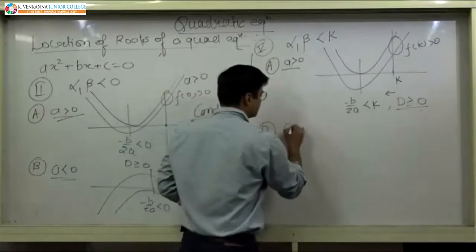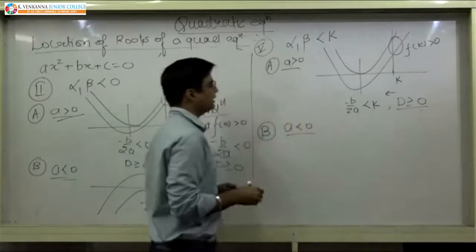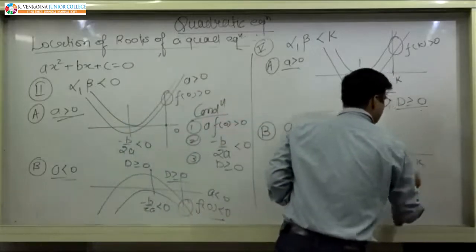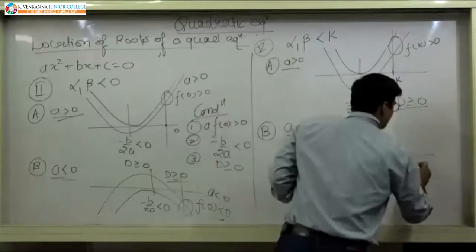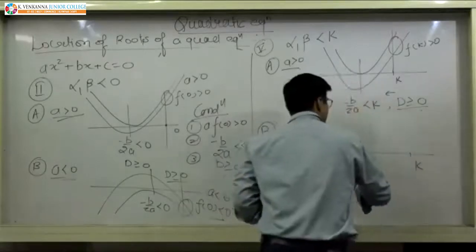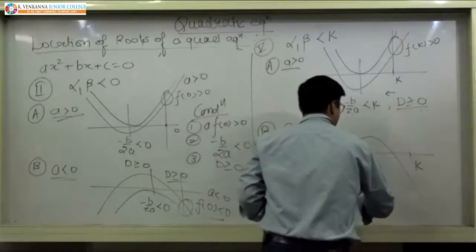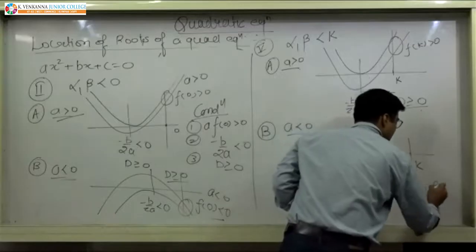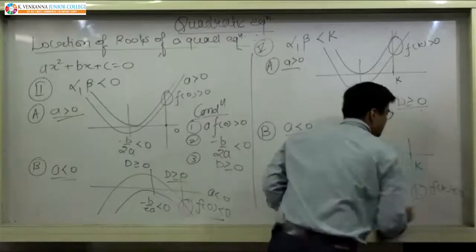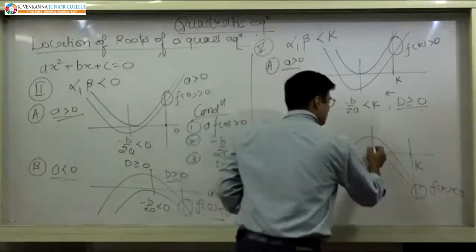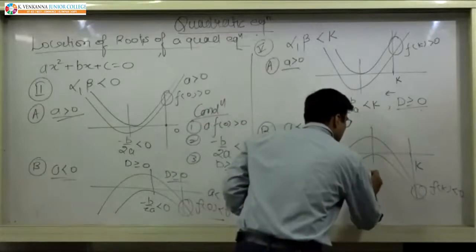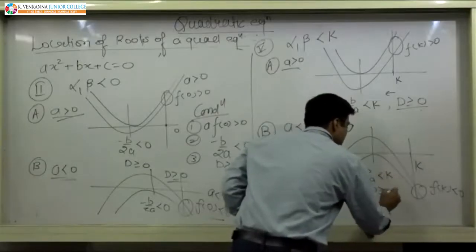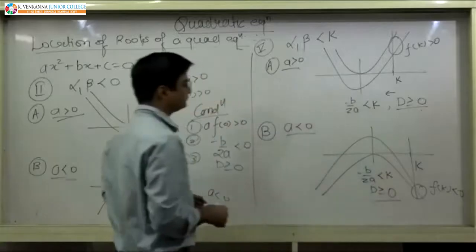If we take the next case, let's say a is negative, then your parabola will open downward. It will be something like this. And this is your f of k, and f of k is lesser than 0. This is your turning point minus b by 2a. It is lesser than k and discriminant is greater than or equal to 0.